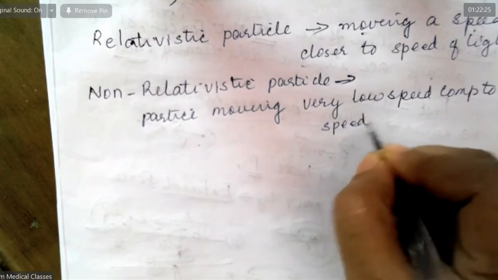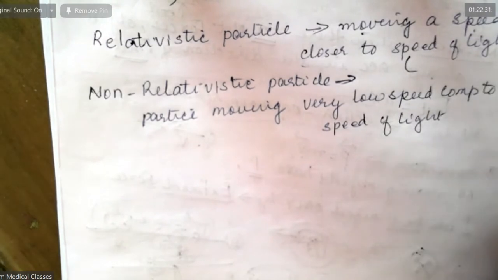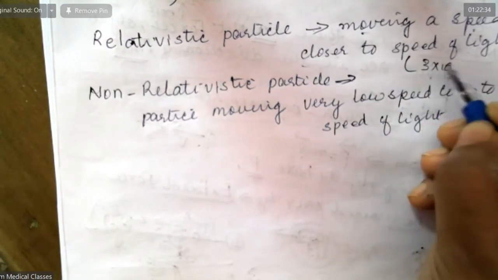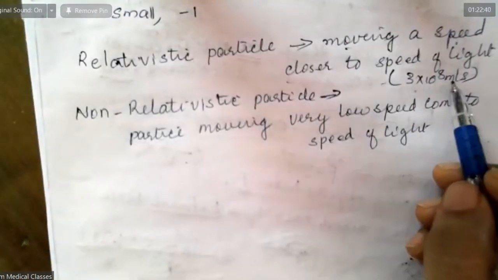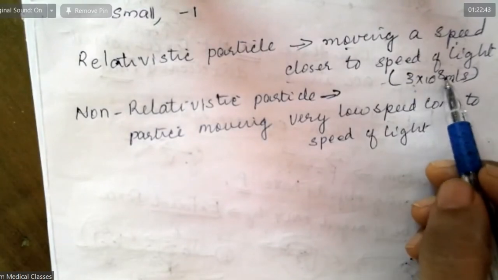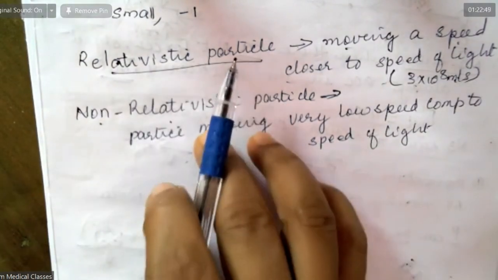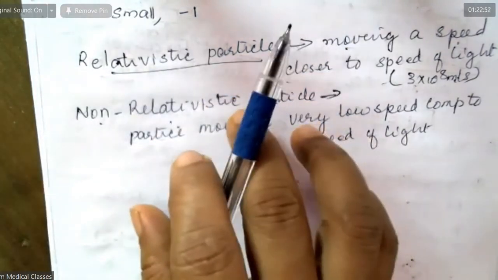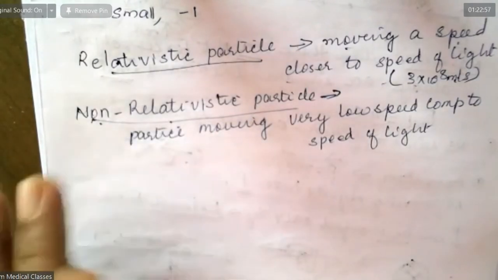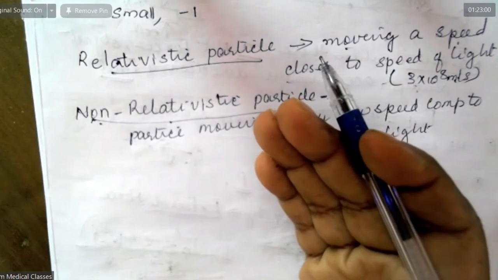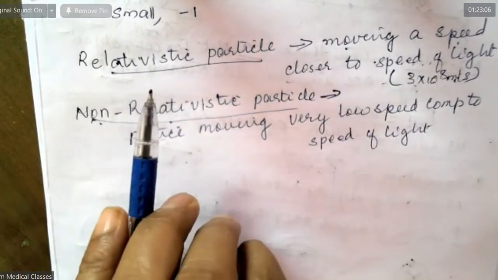What is the speed of light? 3 into 10 to the power of 8 meter per second. Okay, so all particles which are moving closer to 3 into 10 to the power of 8 meter per second are called relativistic particles. Non-relativistic particles are those which are going slowly. And we have been learning about non-relativistic particles. But when you learn about subatomic particles, you will see that many particles move with their speed closer to the speed of light. Fine.